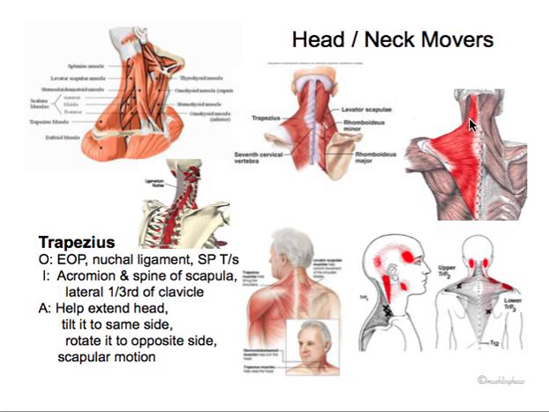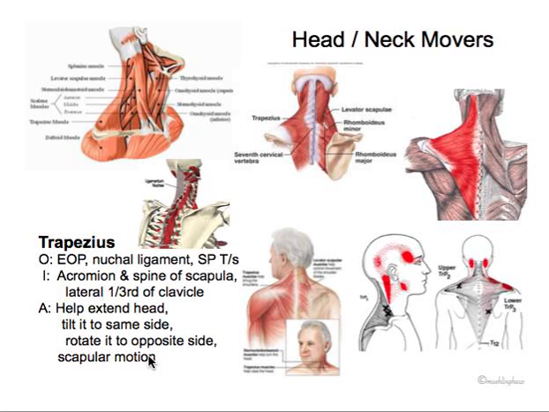So when you contract here, you can see how that brings the head to this side, but it also turns it to the other side. All right, so you can maybe visualize that a little bit. If this is contracting on this side, it's going to rotate it to the other side. So that's what I meant by that opposite side.